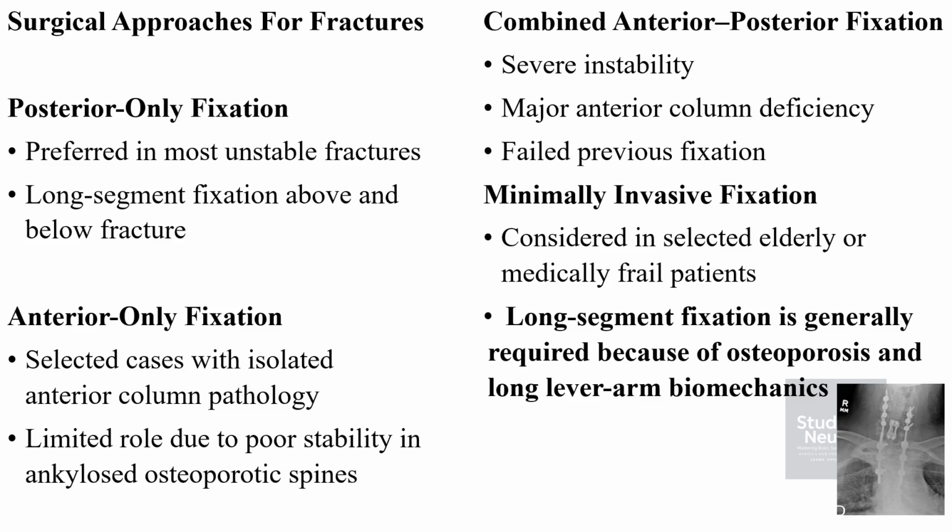The posterior-only approach is commonly preferred for most unstable fractures because it allows strong fixation across multiple spinal levels above and below the injury, which is especially important in an ankylosed and osteoporotic spine. Anterior-only fixation has a more limited role. It may be suitable when the injury is confined mainly to the anterior column, but it often provides inadequate stability in an ankylosed spine with poor bone quality.